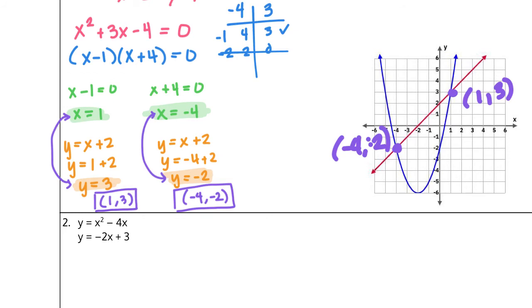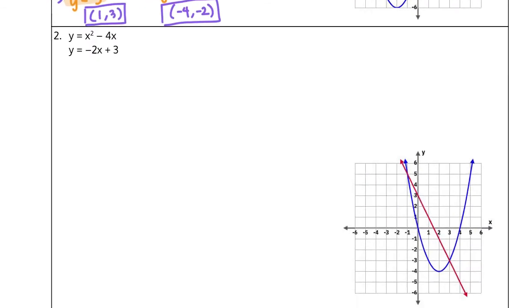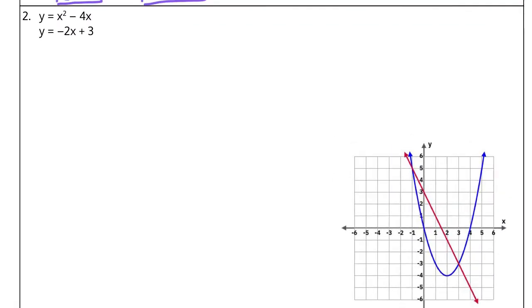Okay, now let's take a look at our second system. This time I'm going to be asking you to answer questions before I show it on the screen. So I have the quadratic equation, y equals x squared minus 4x, and then the linear equation, y equals -2x plus 3. Again, I went ahead and graphed it for you guys.